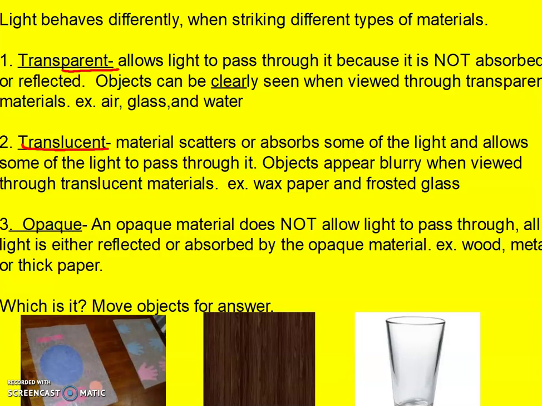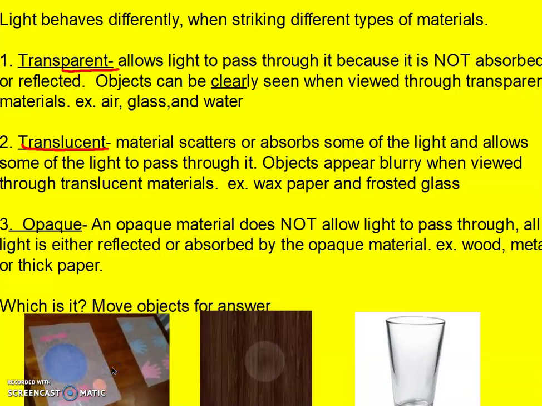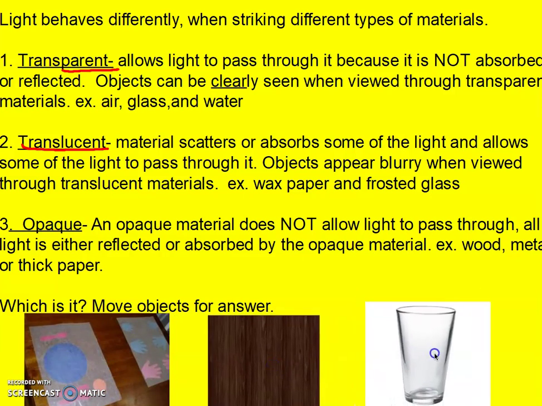And opaque material does not allow any light to pass through it. All the light is either reflected or absorbed by the opaque material. So wood, metal, or thick paper. Think about what kind of material each of these is. It is translucent. And the piece of wood is opaque, and the glass is transparent.